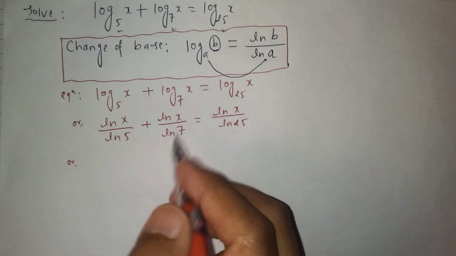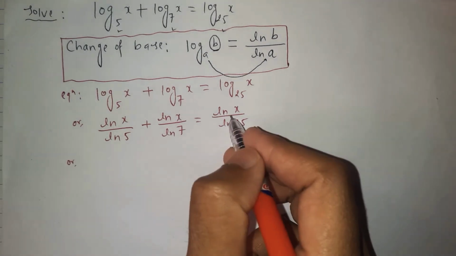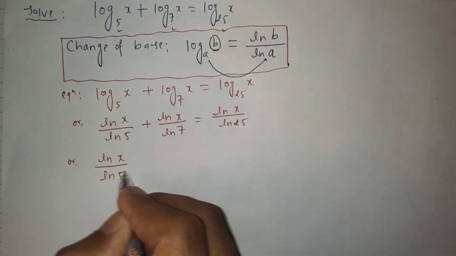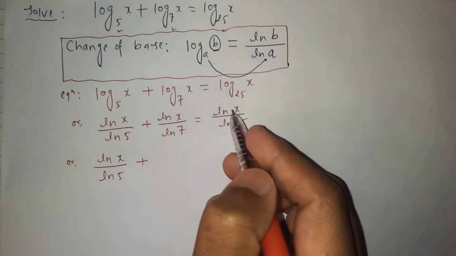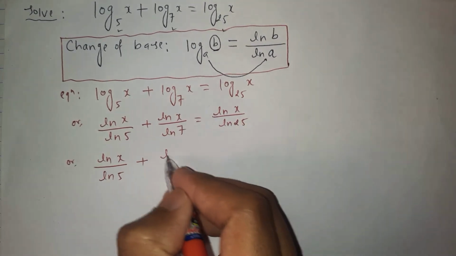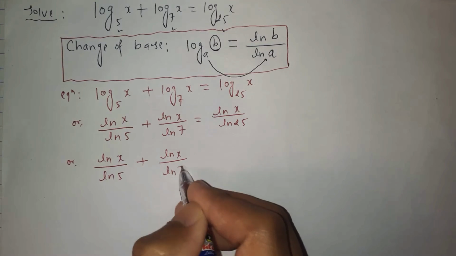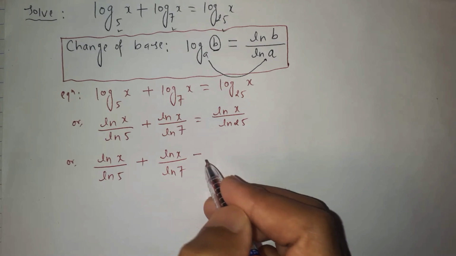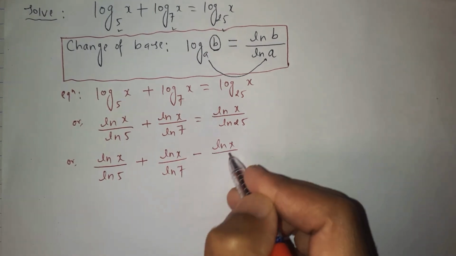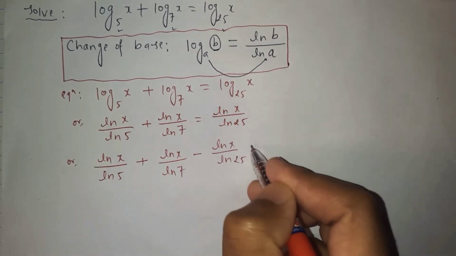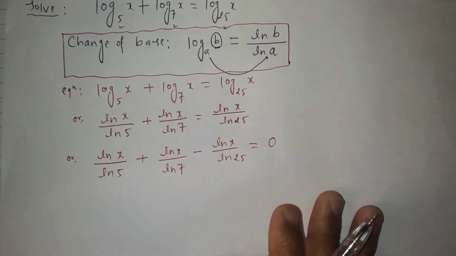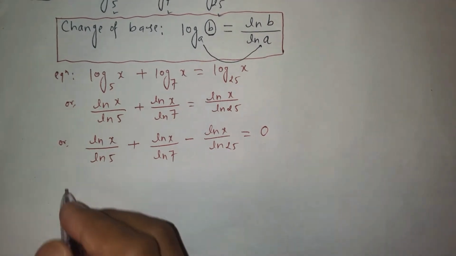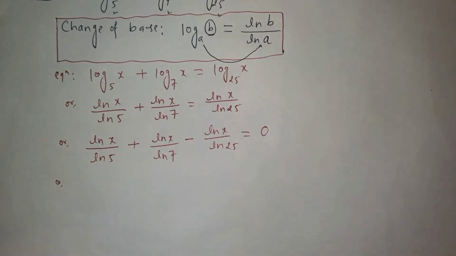This can be further simplified as ln of x over ln of 5. Let me bring this term to the left hand side, ln of x over ln of 7, and if this term is transposed to the left hand side, then the sign will be opposite. Ln of x over ln of 25 is equal to 0. Here in this step we just transpose the right hand side to the left hand side.